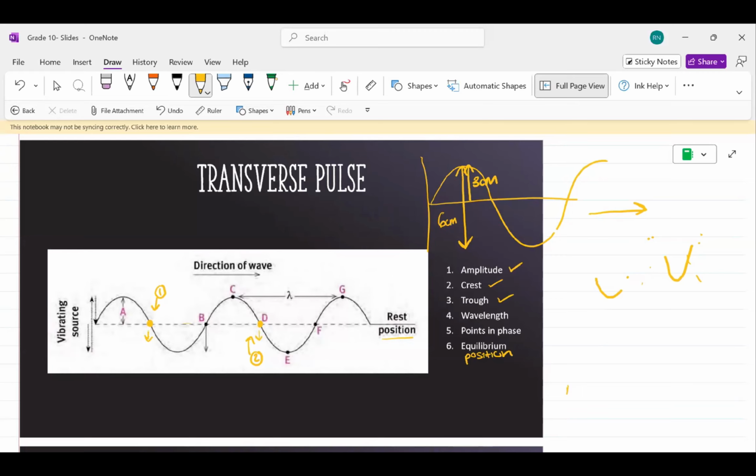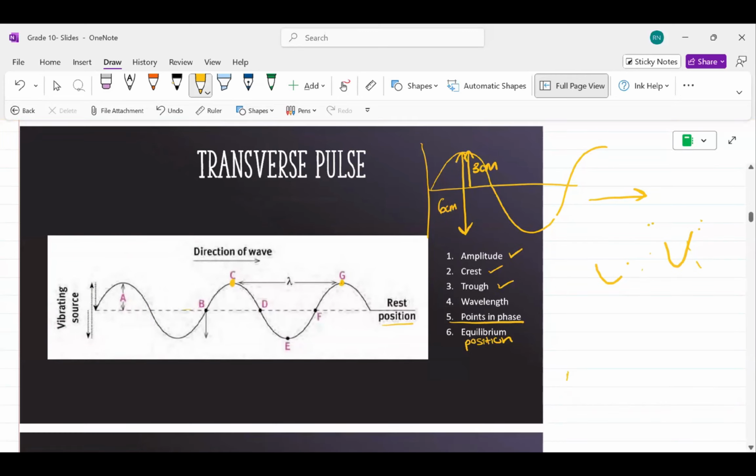And so we call these 2 points in phase, which means that they're going in the same direction at the same time, and they are in line with each other essentially. So points 1 and 2 are in phase. What other points could we have that are in phase? We could also have 2 points at the crests. At the top of the crests, points C and G are both at the top of this hill and are about to start coming down this hill over here. And so we can say that those 2 are also in phase.